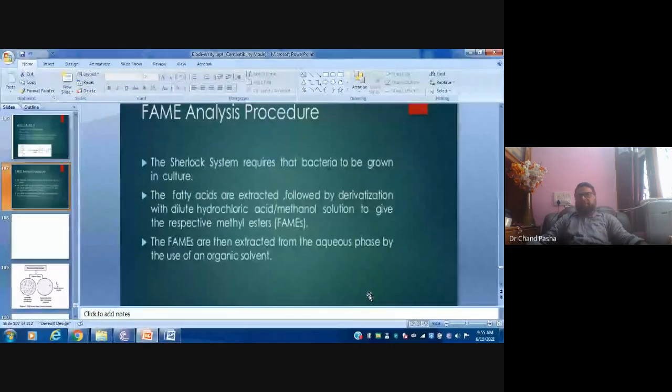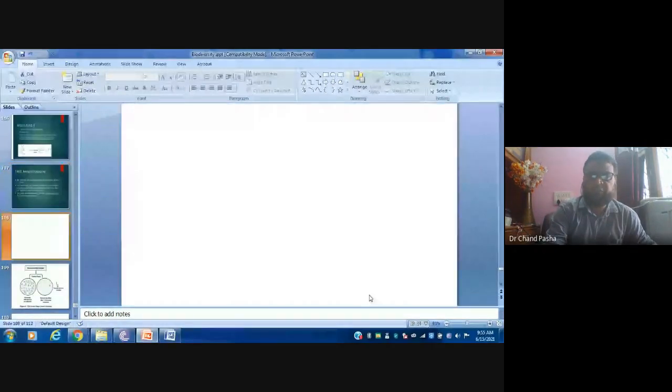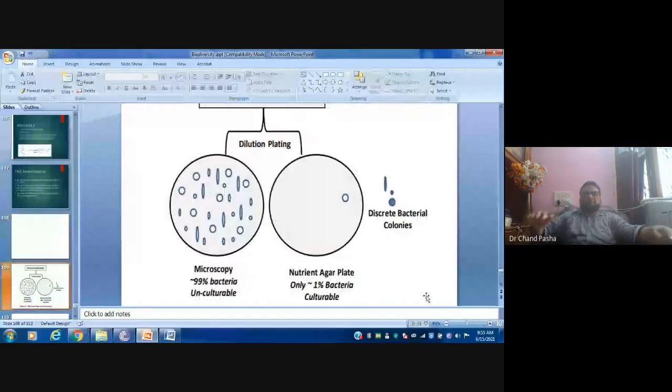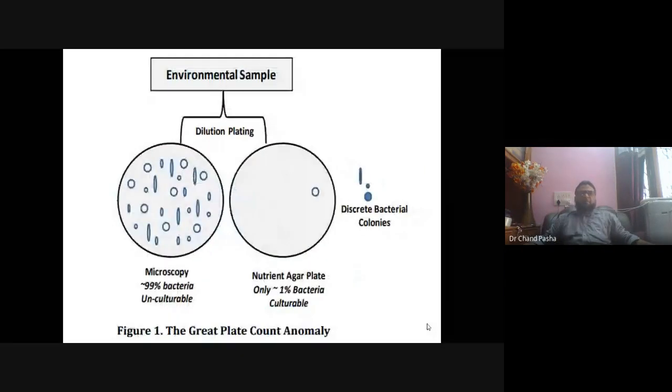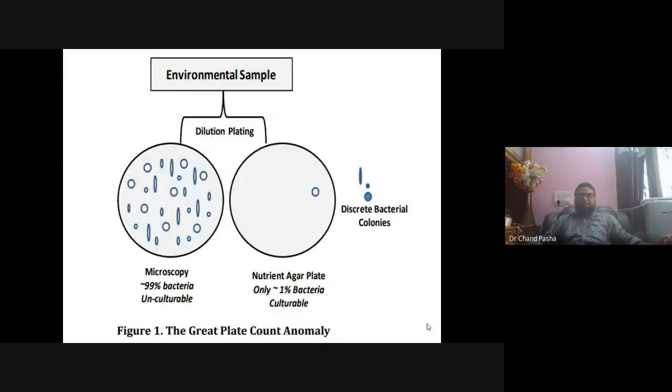Now, the time is little. There is one section called the Great Plate Count anomaly. What does it stand for? We collect a field or environmental sample. One diluted portion, we keep as a drop on a slide and observe under the microscope. The second, same amount of drop, we plate on a plate.